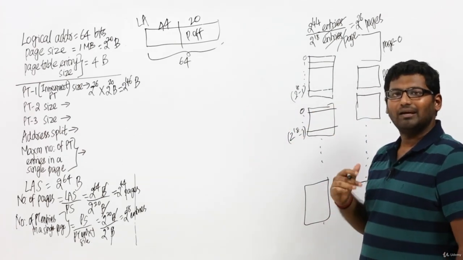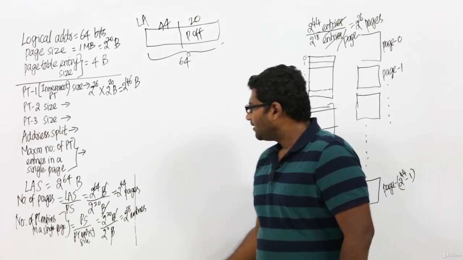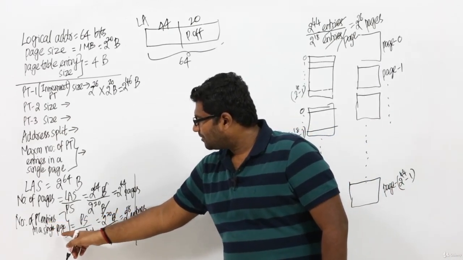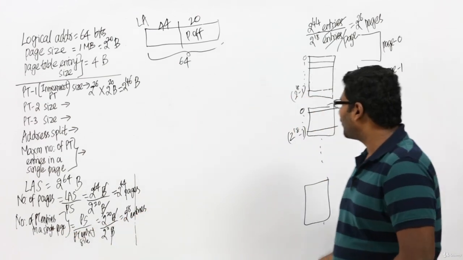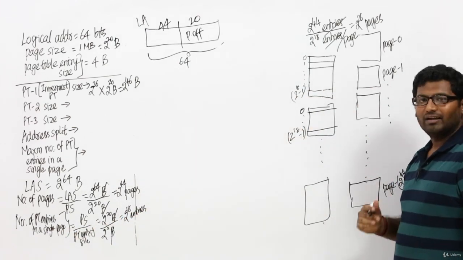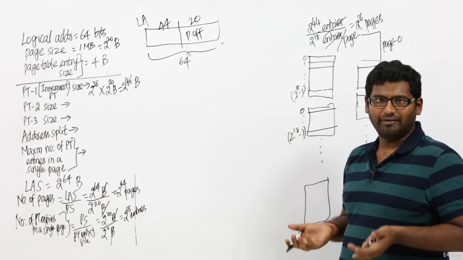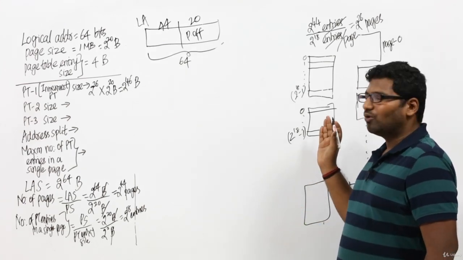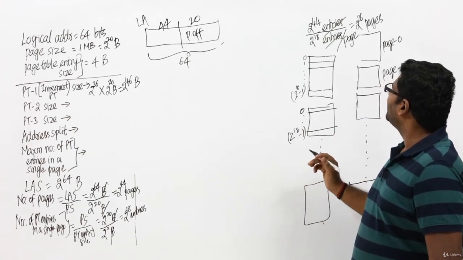Can I accommodate all the entries in a single page? It is impossible, right? Because the number of page table entries I can maintain in a single page is 2^18, but I need a total of 2^26, and so a single page is not good enough in order to accommodate all the page table entries. So I might have to go for more number of pages. Fine. Now how many pages do I need?